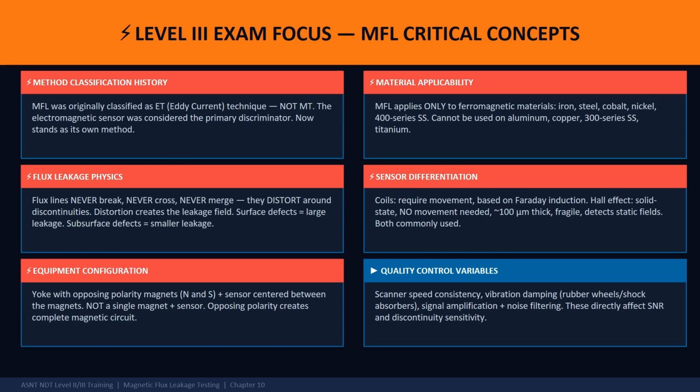5. Equipment configuration. Visualize the magnetic circuit. If you cannot sketch it, you don't fully understand it. 6. Quality variables. Speed, vibration, signal processing, SNR. This is extremely important during refinery shutdown inspections.